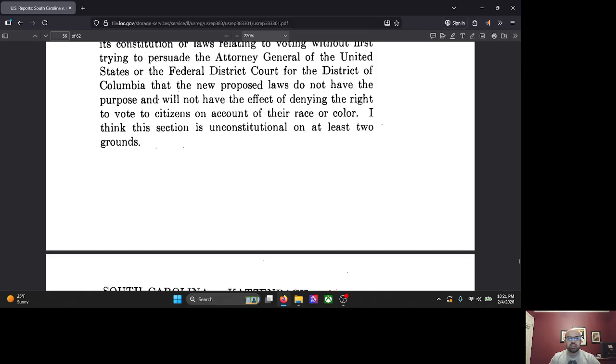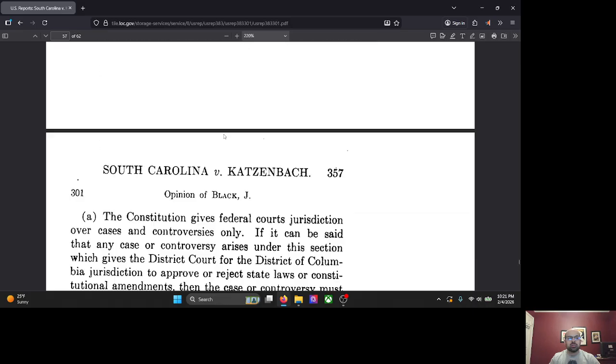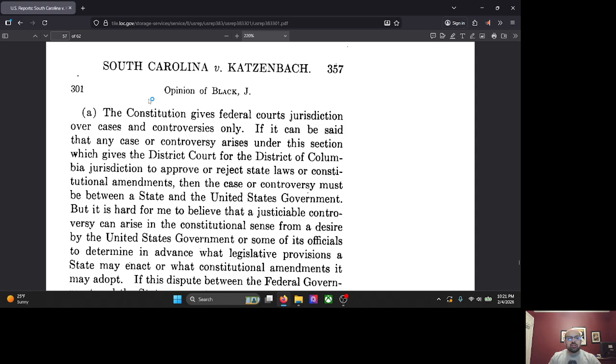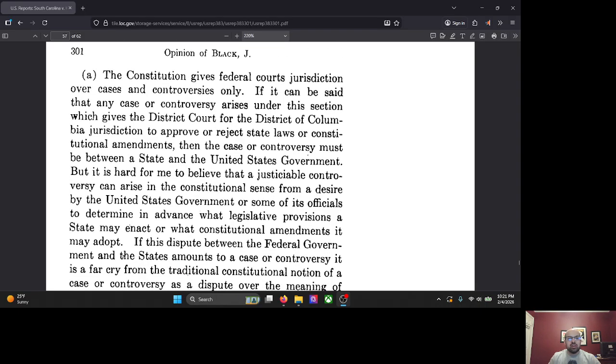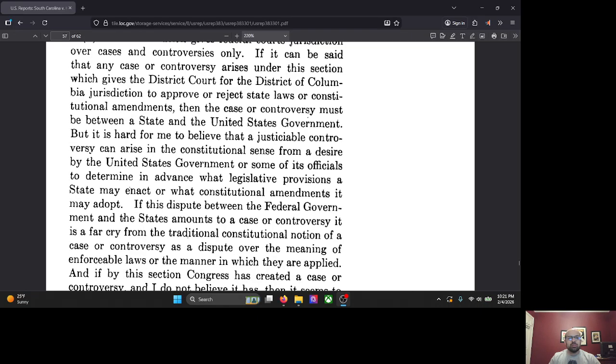I think this section is unconstitutional on at least 2 grounds. A. The Constitution gives federal courts jurisdiction over cases and controversies only. If it can be said that any case or controversy arises under this section, which gives the District Court for the District of Columbia jurisdiction to approve or reject state laws or constitutional amendments, then the case or controversy must be between a state and the United States government.